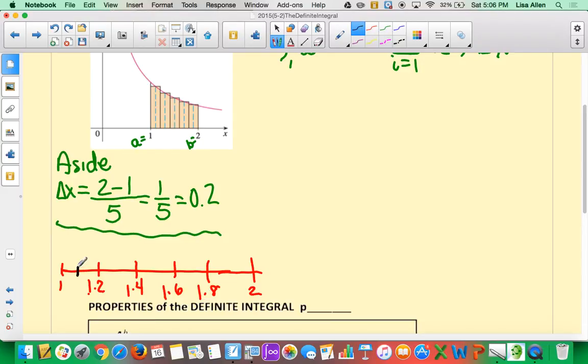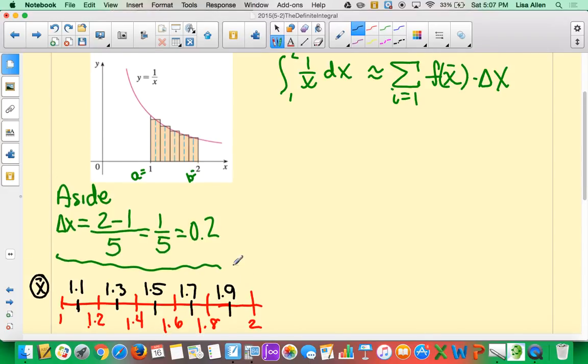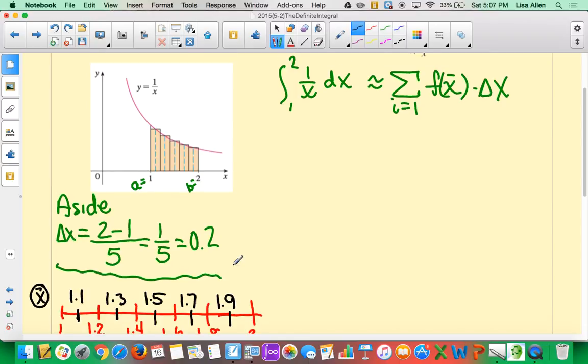So I want this middle value for x. That middle value from 1 to 1.2 is 1.1. These are x values now, remember. These are the x bars that I talked about. So I've got 1.1, 1.3, 1.5, 1.7, 1.9 are the x values that I will use in my summation. So I'm going to have the summation from i equal 1 to 5 of that.